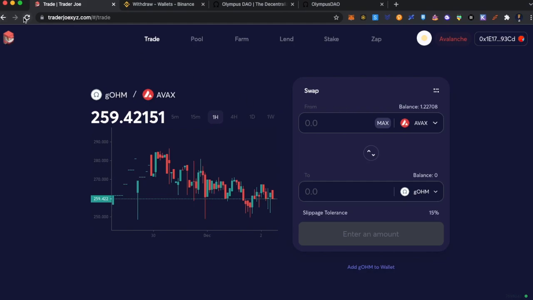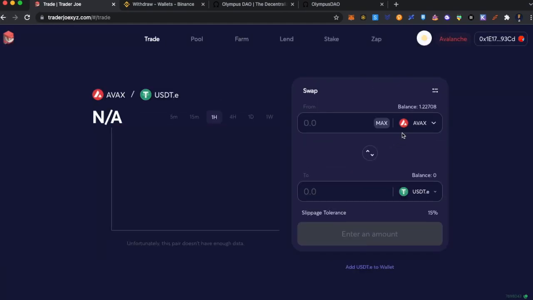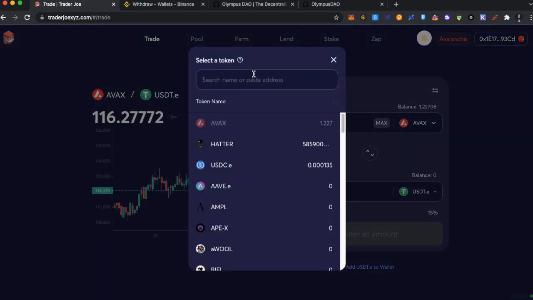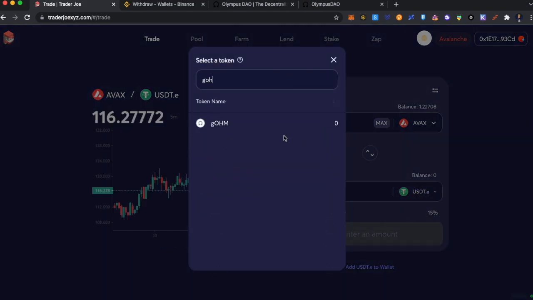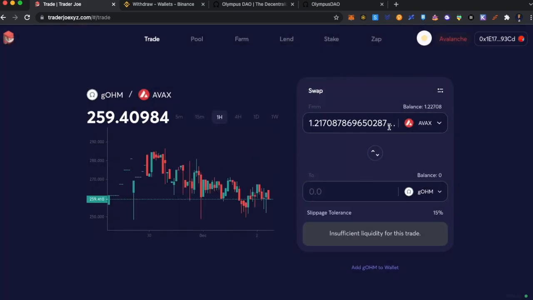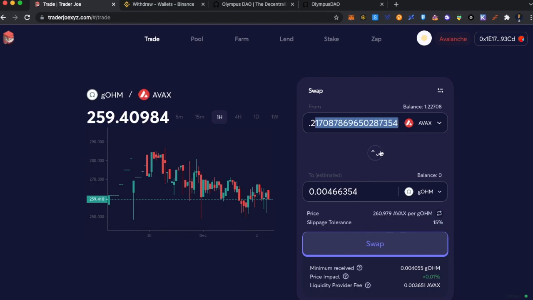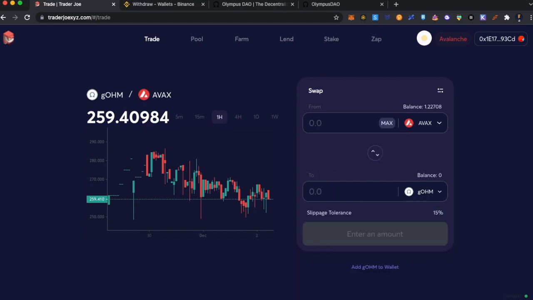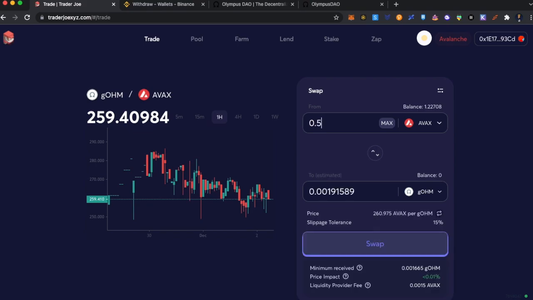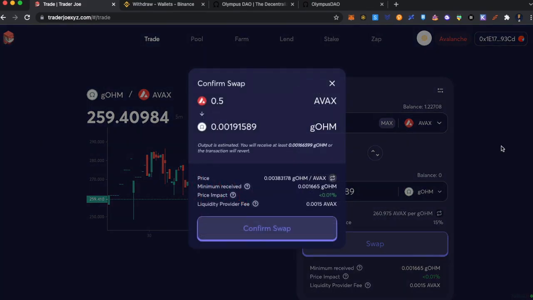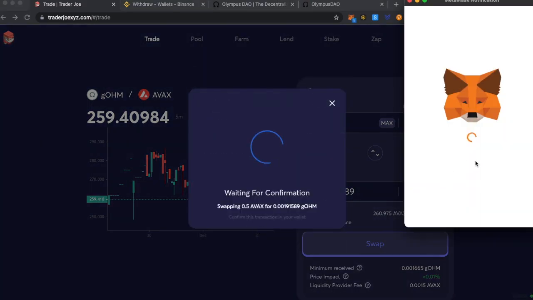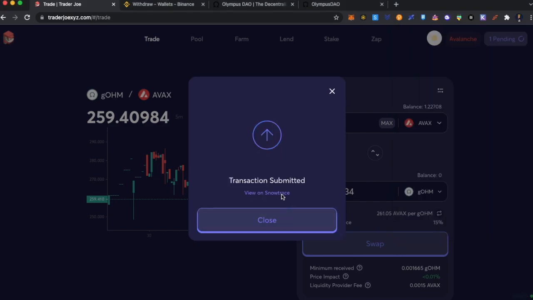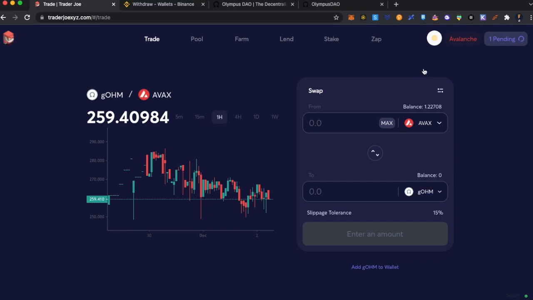Once you have it, go to Trader Joe, refresh. I've got gOHM, and I'm not going to buy all my AVAX tokens for this. I'm planning to do some liquidity mining. So I would probably use 0.5 AVAX to swap to 0.0019 gOHM. You can swap it to just gOHM and just leave it in your wallet.